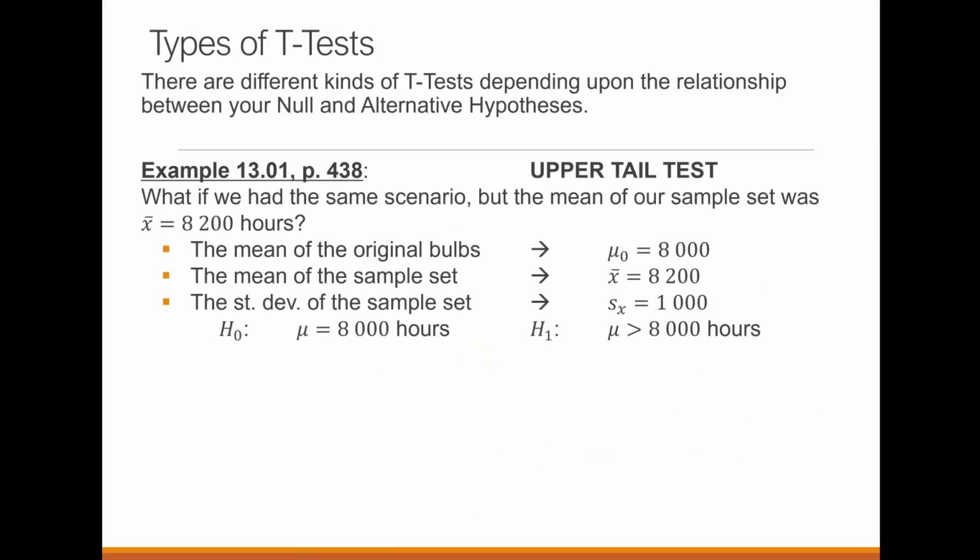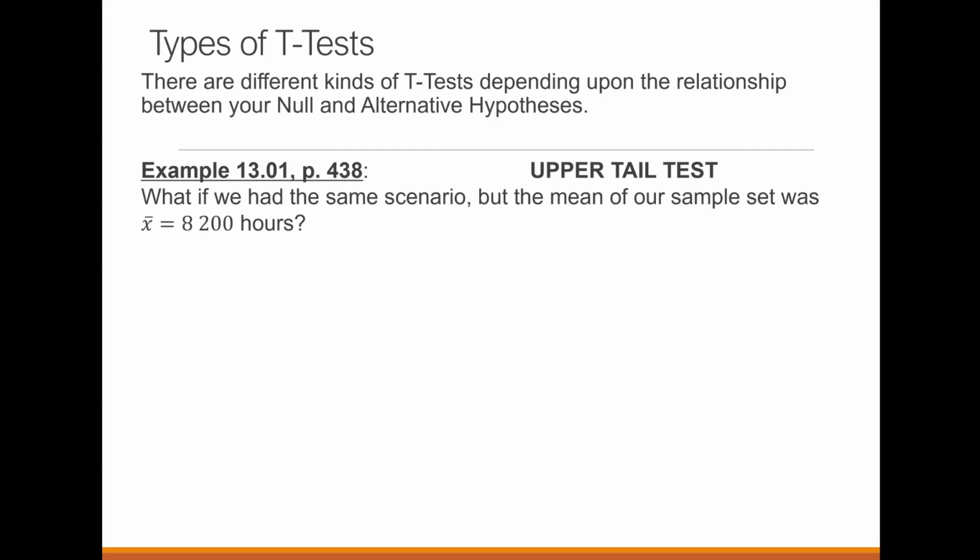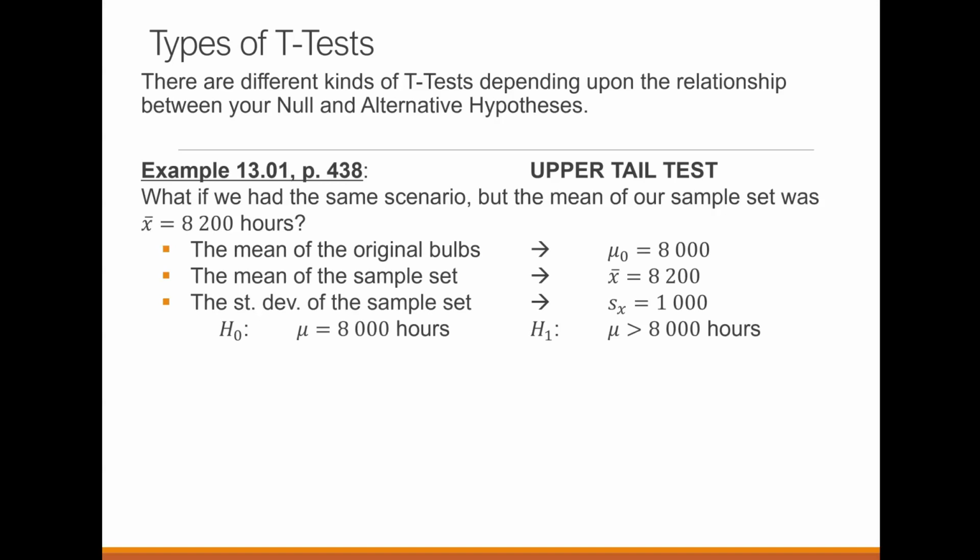All right. What if we have the same scenario, but this time the mean in our sample set was 8,200 hours. So let's do the same thing. We'll record our information. So the null hypothesis, the population mean is 1,000. The sample mean is 8,200. The sample standard deviation is still 1,000. Our hypotheses are still the same, that the mean is really 1,000, or the mean is actually more than 1,000, or 8,000, excuse me.